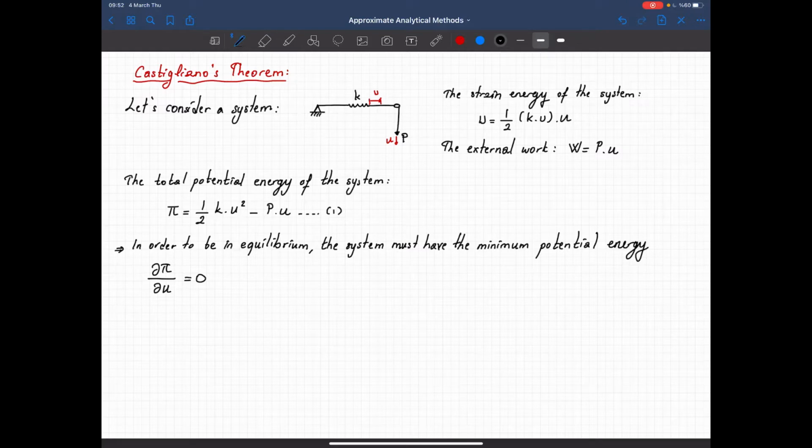So if I take the first derivative of the above equation, so del Pi over del U, it will become equal to K times U minus P equal to 0. So from that equation, I obtain P as equal to K times U. Right? So from that you can solve for U, and if you think about it, that's our equilibrium equation.